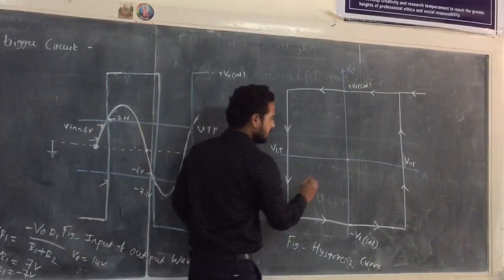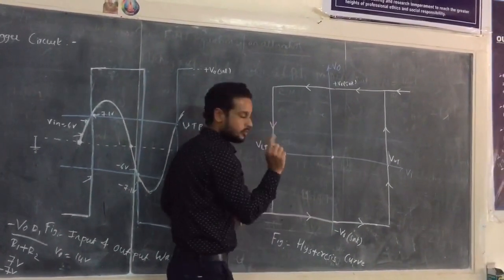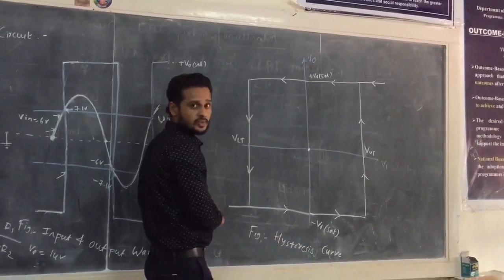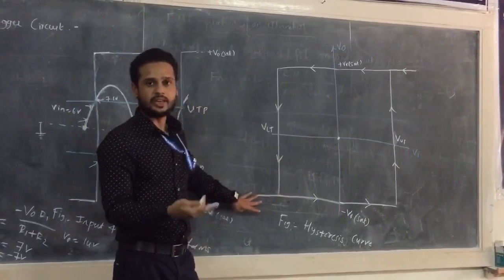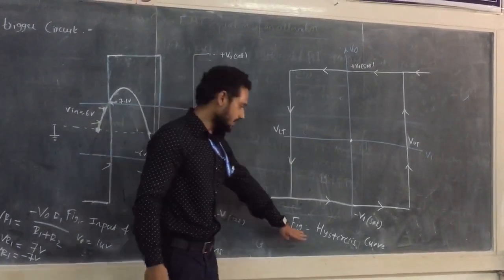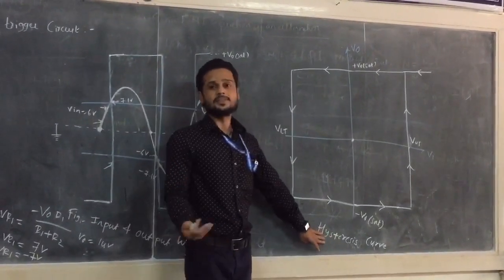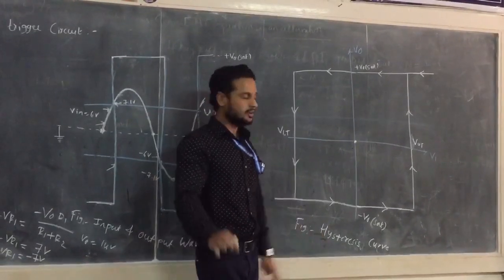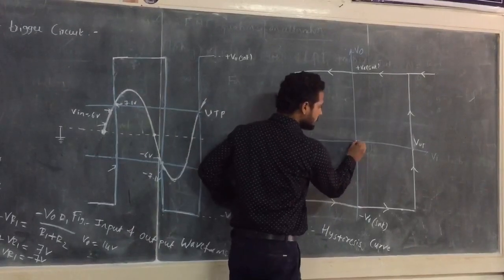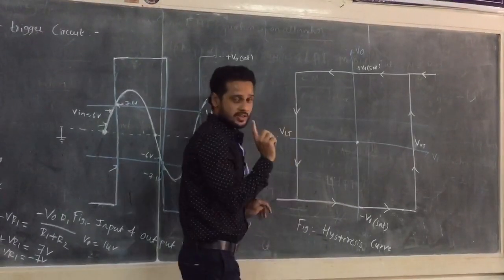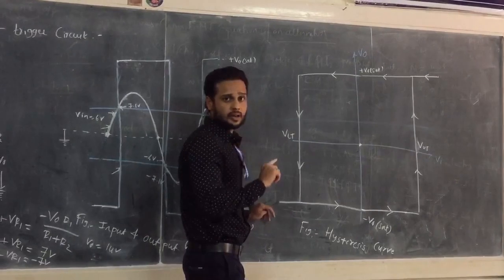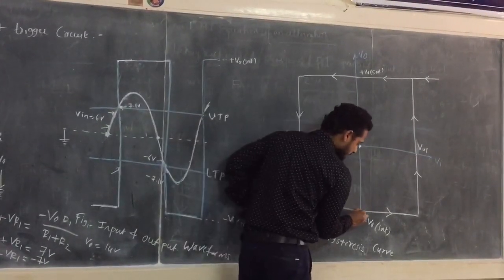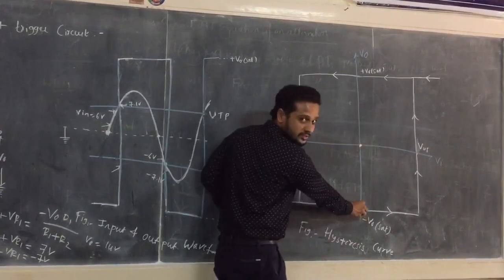Now concentrate here. The x-axis is input voltage, you already know it. The y-axis is your output voltage. The hysteresis curve is always drawn between input and output voltages, and it is also called transfer characteristics or input-output characteristics. All are the same. Now, when input voltage was 0, where was your output resting? While dealing with the circuit diagram waveform, it was at minus V naught saturation. Therefore, output remains at minus V naught saturation here.